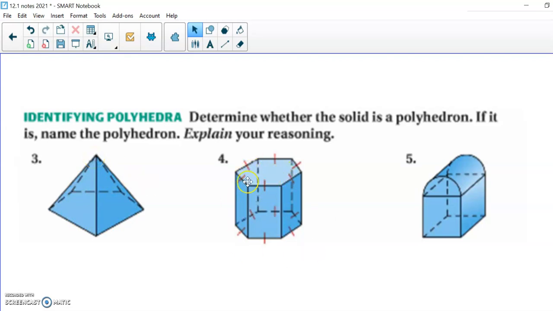This one again has a closed space, and the sides are all polygons, so we can consider this a polyhedron. The bases are the congruent polygons in parallel planes, so you can see this one has a hexagon as its base. Its sides are rectangles or parallelograms, so we would call this one a hexagonal prism. The last one has a curved surface, and we're not allowed to have a curved surface in a polyhedron, so we would say this one is not a polyhedron.